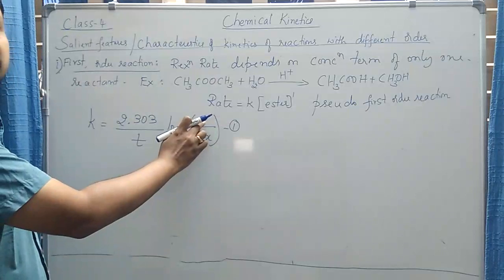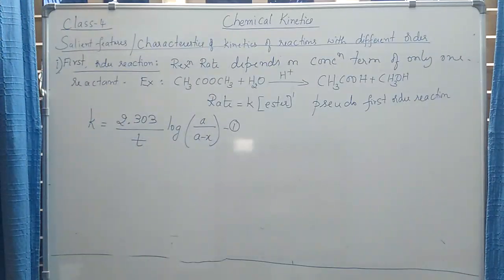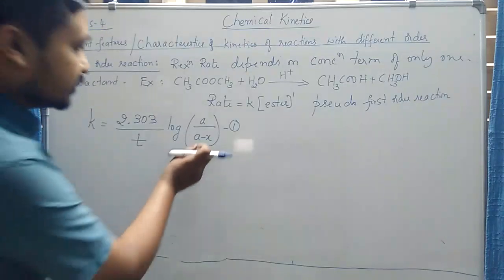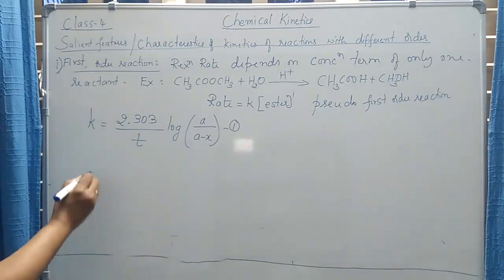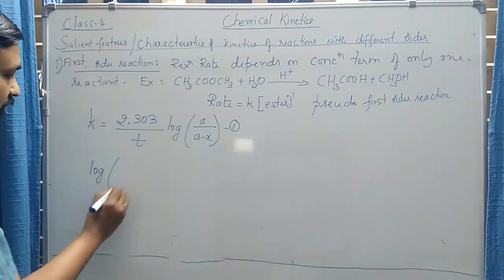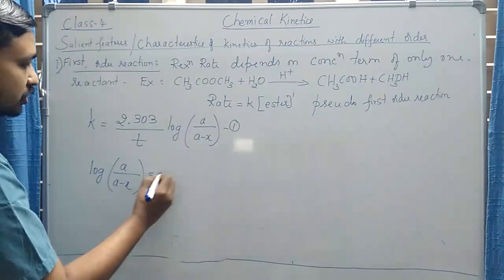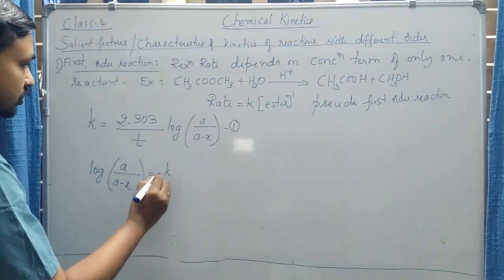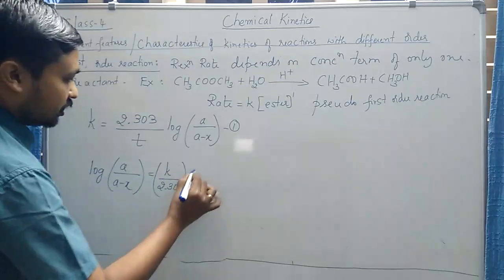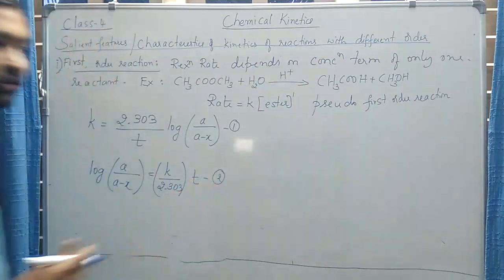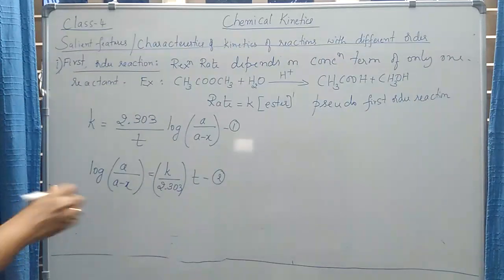t is time, a is the initial concentration of the reactant, a minus x is the concentration of the reactant at time t, or you can say x is the concentration of the product at time t. Or you can rearrange this equation and write log of a by a minus x is equal to k divided by 2.303 into t. So equation 2 is nothing but the rearranged form of equation 1.